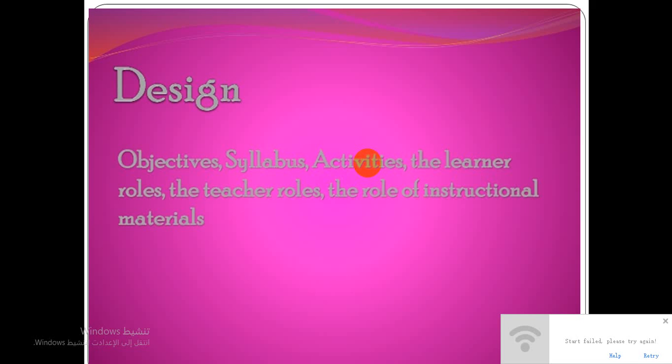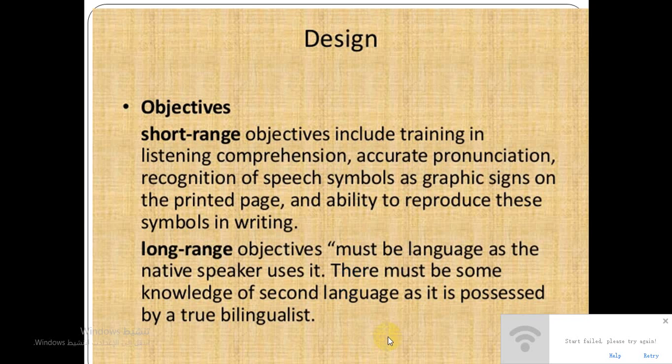The design of the audiolingual method includes objectives, syllabus, activities, the learner roles, the teacher roles, and the role of instructional materials. There are two objectives in this method. The first objective is the short-range objective. It includes training in listening comprehension and accurate pronunciation.